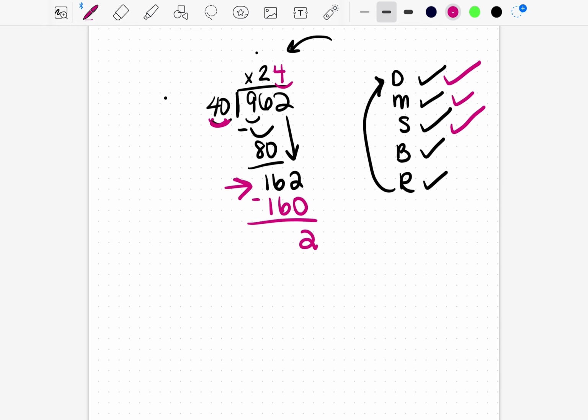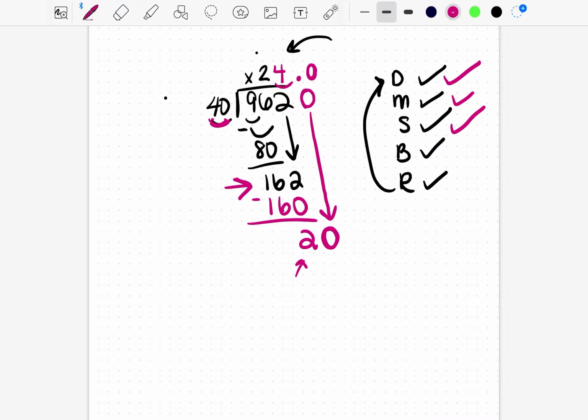Excellent. So then you continue on because there is something remaining. You can bring down another number. There's not another number here, but we can always add a 0. The caveat, you have to put a decimal point in the answer. And so let's go ahead and bring down, all the way down, a 0. So then ask yourself, can 40 go into 20? No, it can't. So we're going to put 0, goes in 0 times.